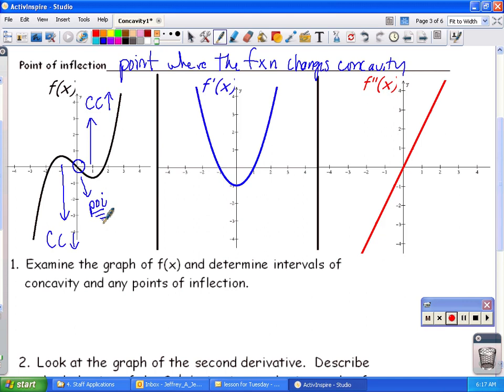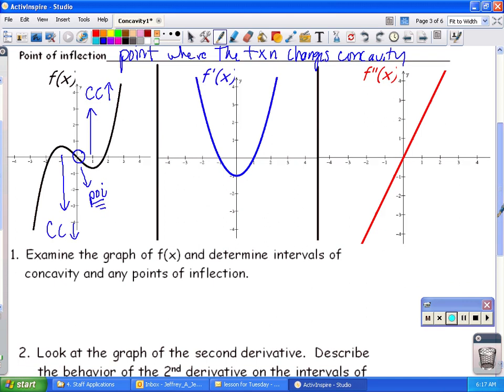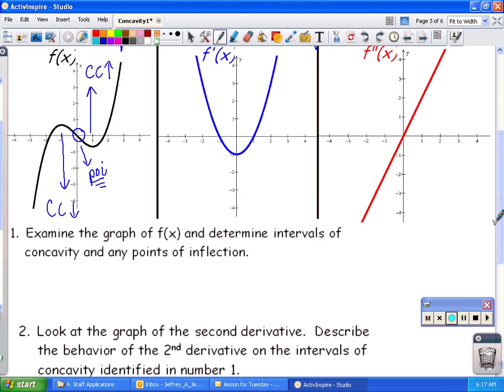Alright, now we want to jump over to the second derivative graph, the red graph on the screen. The second question says, we've identified the intervals of concavity. We've said that the function is concave down from negative infinity to 0, and concave up from 0 to infinity. So let's take a look at the red graph, the second derivative graph, and describe the behavior of the second derivative on these intervals.